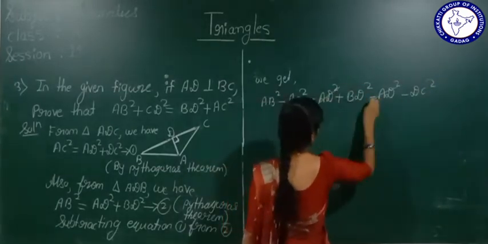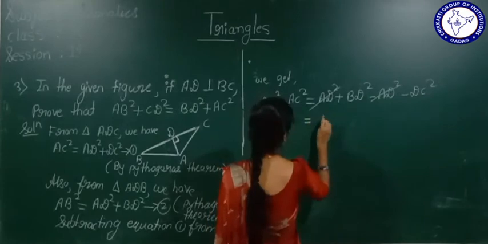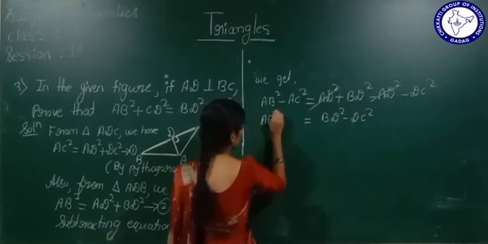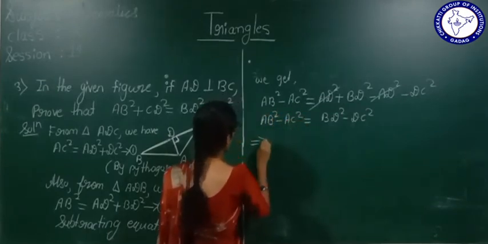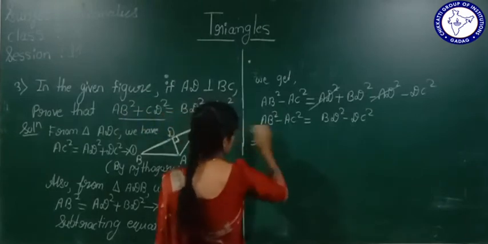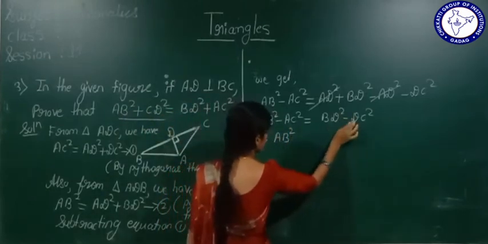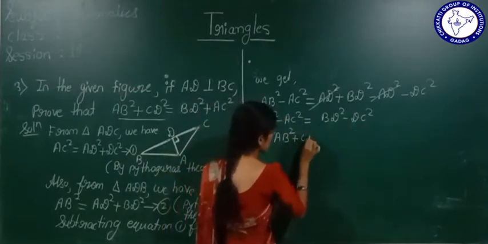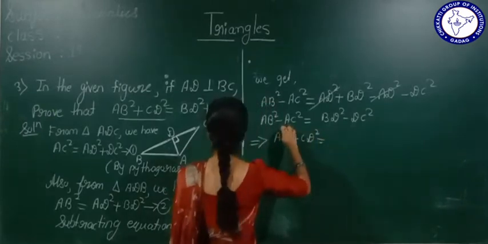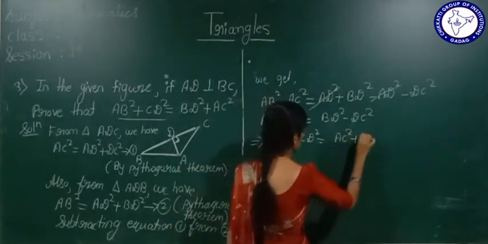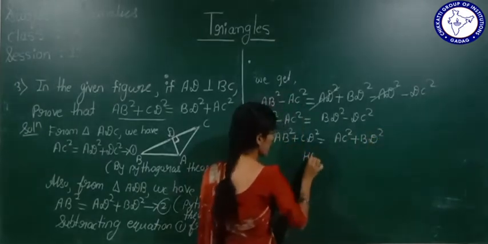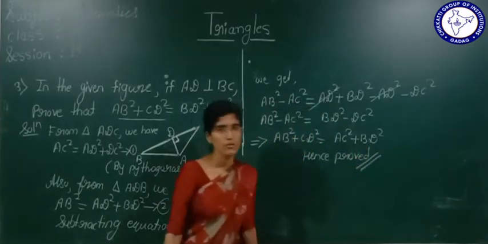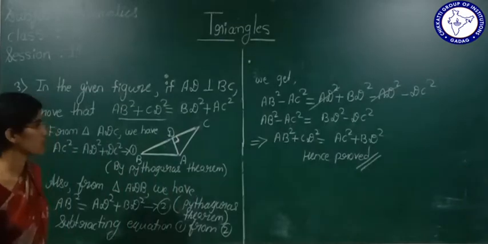Now AD is going to cancel. The remaining is BD square minus BC square, AB square minus AC square. So this implies what we want here, AB square plus CD square. AB square, we will transfer this term to the LHS. That will become CD square is equal to AC square plus BD square. Okay, hence proof. So this was the result we wanted. By using the Pythagoras theorem we have proved this.